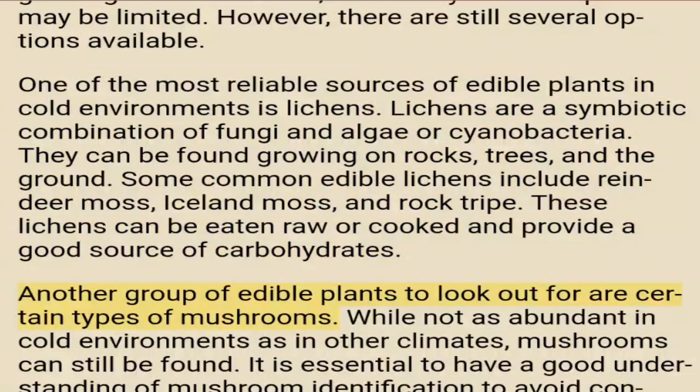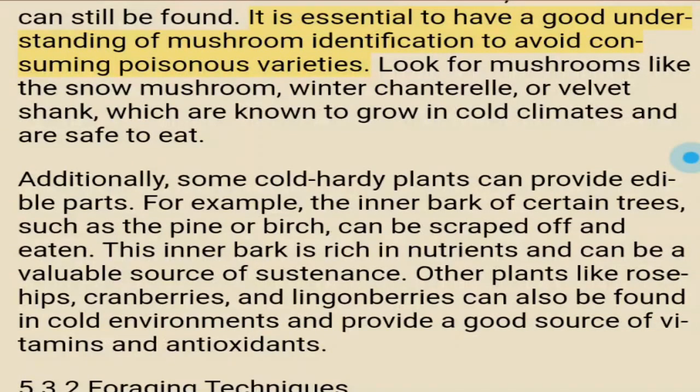Another group of edible plants to look out for are certain types of mushrooms. While not as abundant in cold environments as in other climates, mushrooms can still be found. It is essential to have a good understanding of mushroom identification to avoid consuming poisonous varieties. Look for mushrooms like the snow mushroom, winter chanterelle, or velvet shank, which are known to grow in cold climates and are safe to eat.